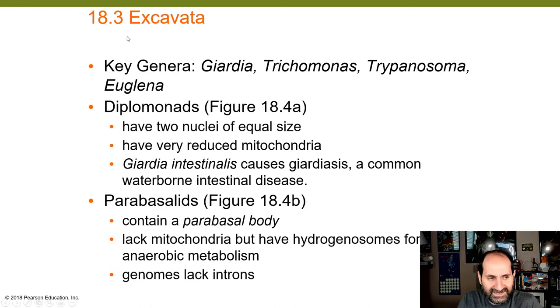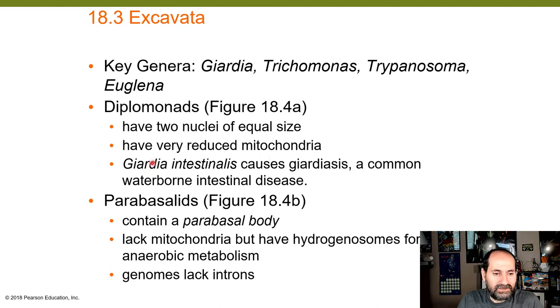So let's start with the Excavata, and what I want you to know about the Excavata. The Excavata are diplomonads, which means they have 2 nuclei of equal size, have very reduced mitochondria, so their mitochondria is not very substantial.